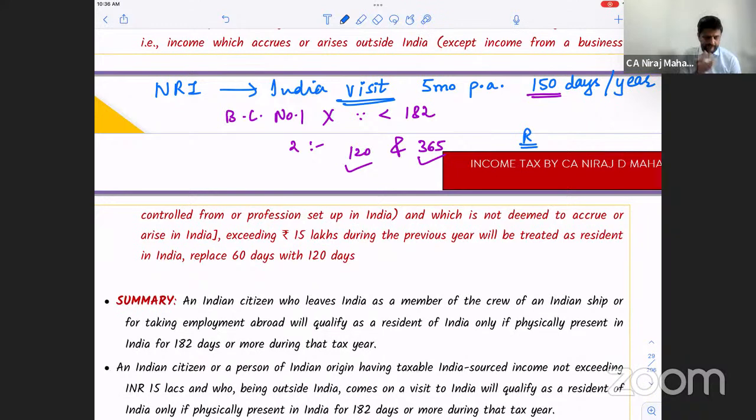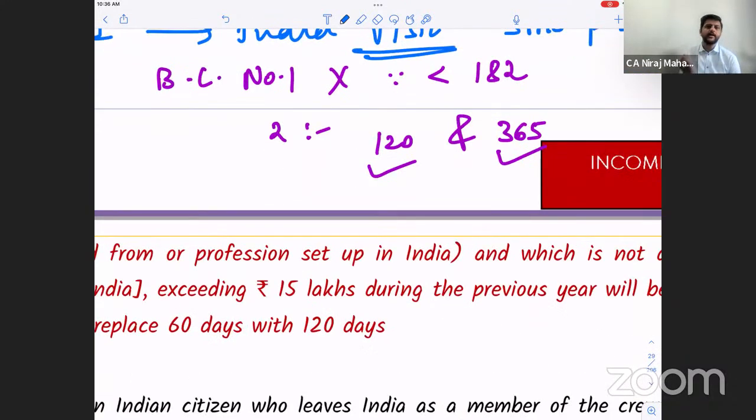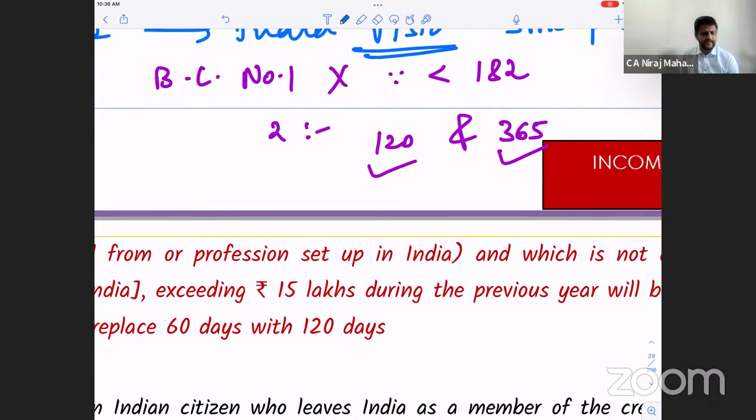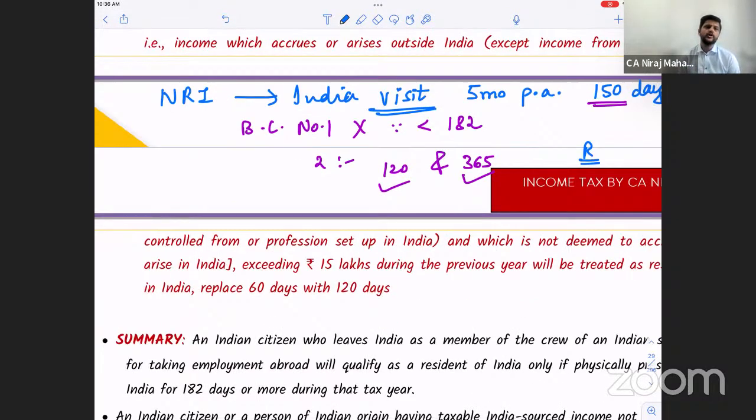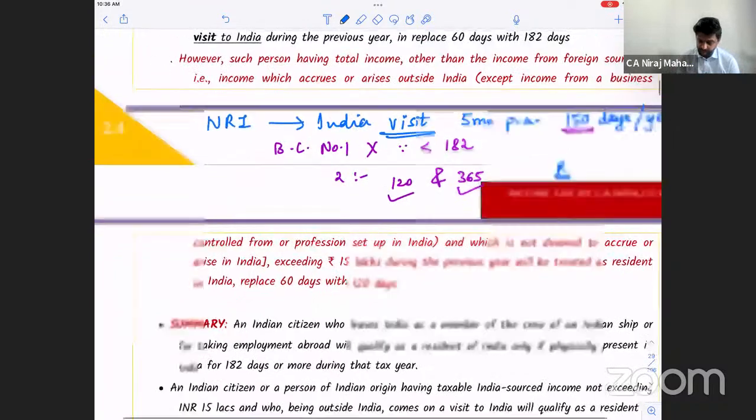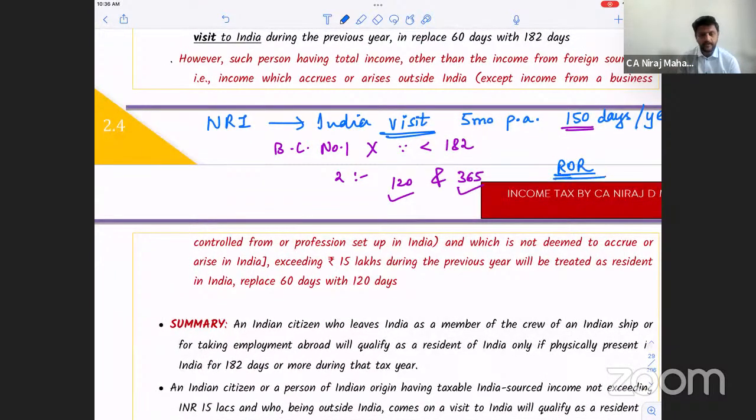And you can look in every year, basic condition number 1 may not be satisfied, but always basic condition number 2 is getting satisfied. He becomes resident. So additional condition number 1 as well as additional condition number 2 will become satisfied, and he becomes ROR. But we are seeing his NRI comes only for a visit.